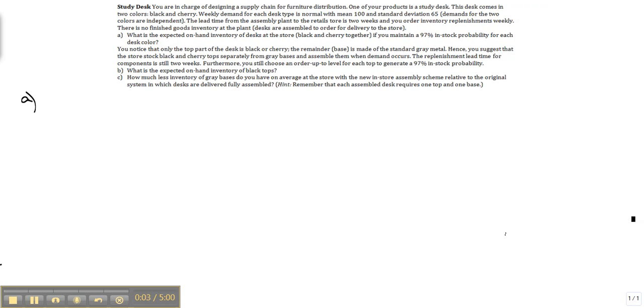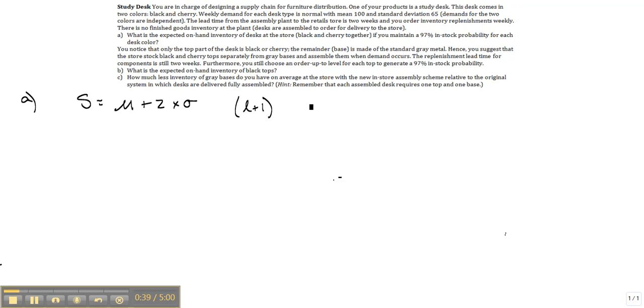For Part A of the study desk problem, we're asked to determine the expected on-hand inventory of desks to maintain a 97% in-stock probability. The first step is to find the optimal order-up-to level to achieve that in-stock probability. To do this, we're going to use the formula S is equal to the mean plus Z times the standard deviation, where our mean and standard deviation are over L plus 1 periods. So let's start by calculating the appropriate Z value.